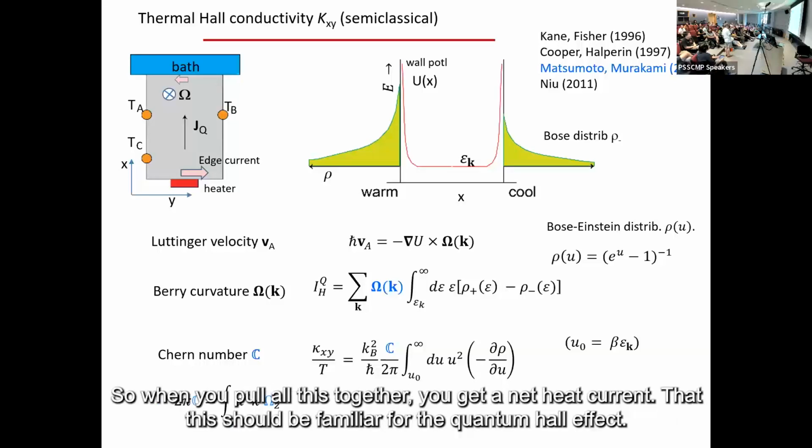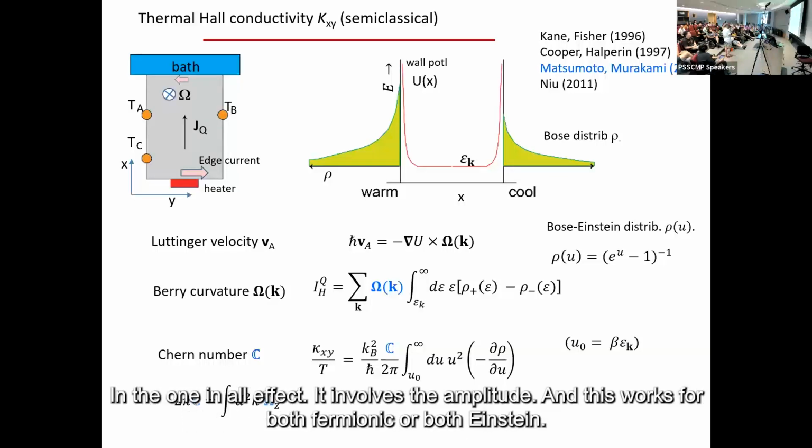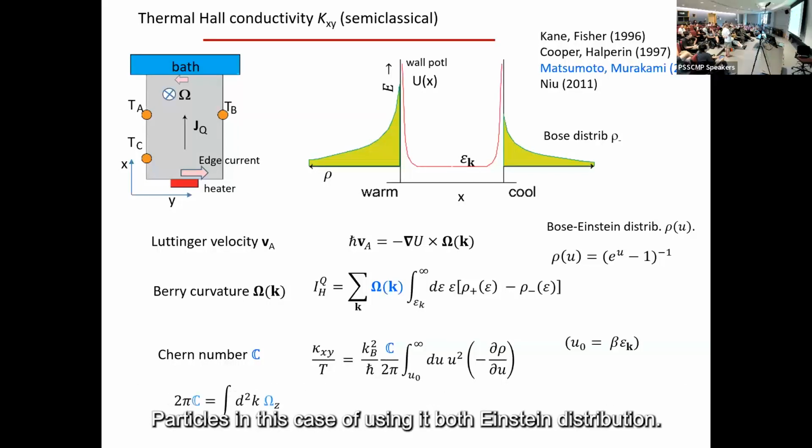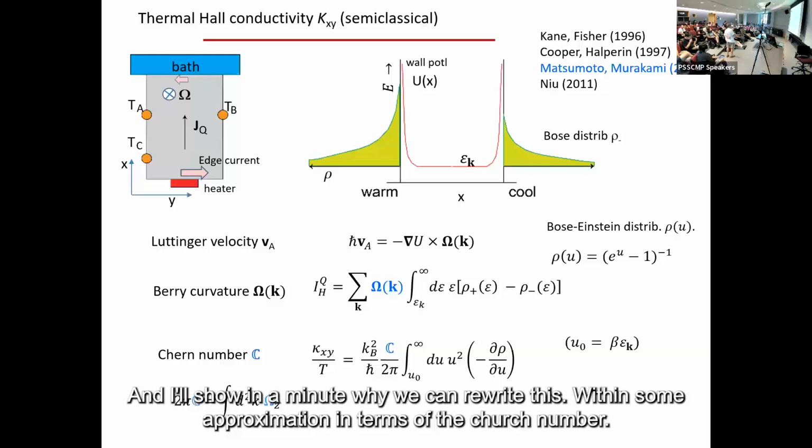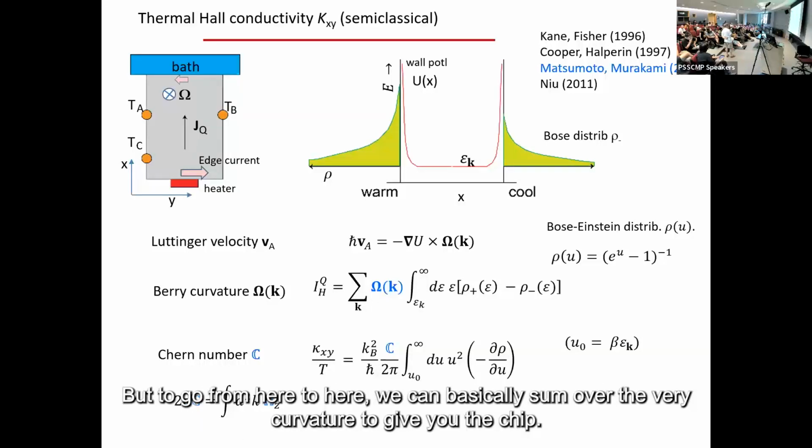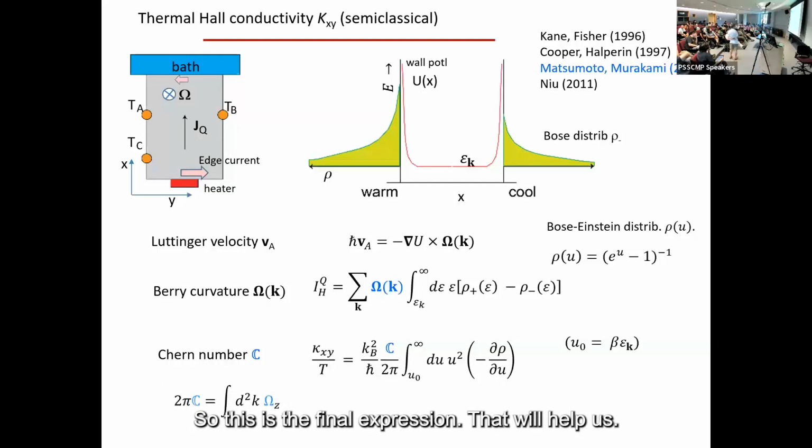So when you pull all this together, you get a net heat current that should be familiar from the integer quantum Hall effect. It involves the Berry curvature amplitude. And this works for both fermionic and Bose-Einstein particles. In this case, I'm using the Bose-Einstein distribution. I'll show in a minute why we can rewrite this, within some approximation, in terms of the Chern number. To go from here to here, we can basically sum over the Berry curvature to give you the Chern number. So this is the final expression that will help us.